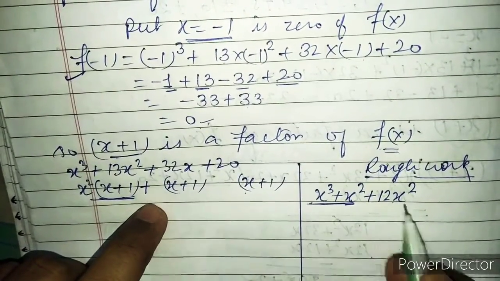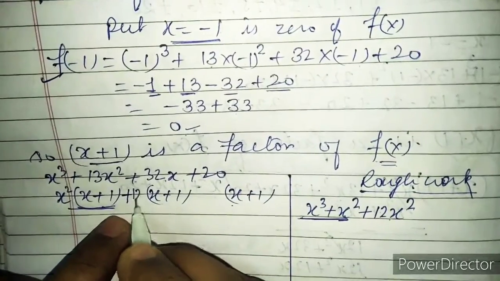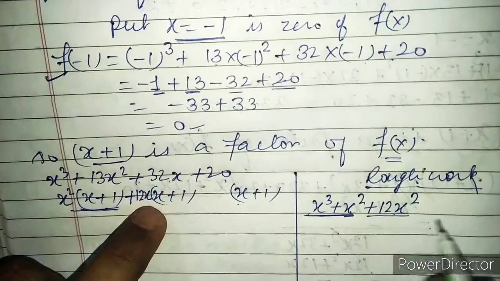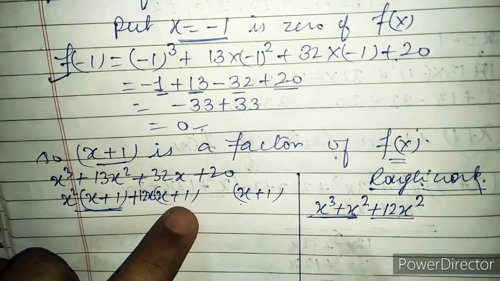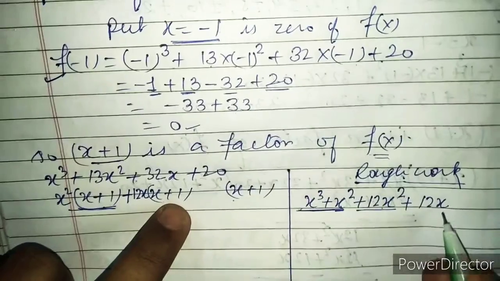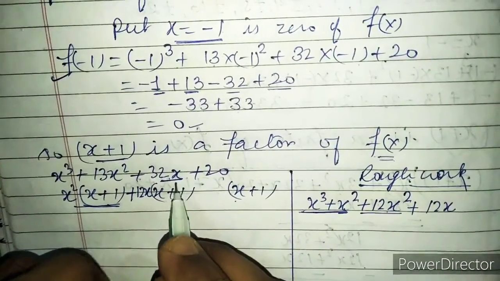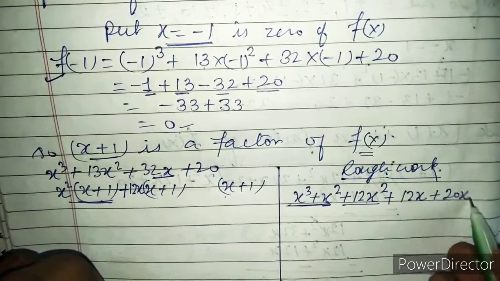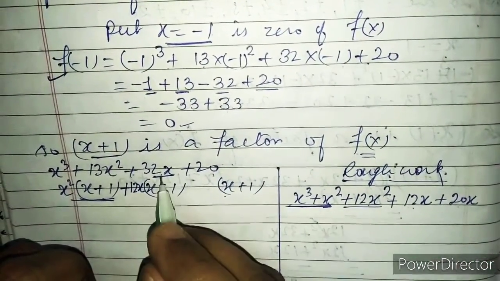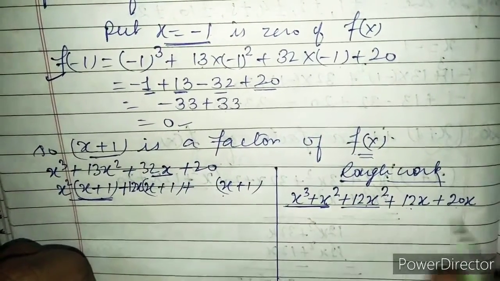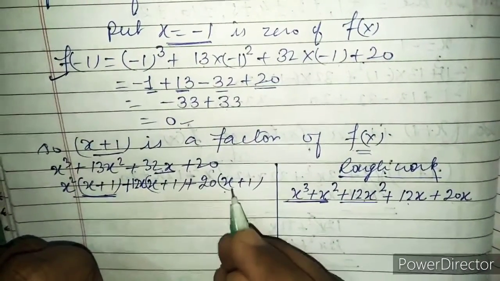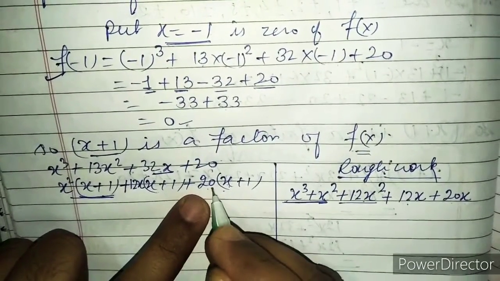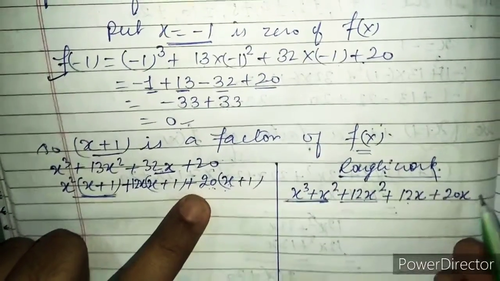Now for making it 12x square, you will have to multiply with 12 into x. So 12 into x becomes 12x square, but at the same time 12x will multiply with 1, it will become 12x. But you require 32x. For making it 32, you will have to add 20x. 20x plus 12x will become 32x. So here you will have to multiply with 20. Right, x is already inside, so 20x, then it will become 20. This will multiply in x, so 20x, and this will be 20.